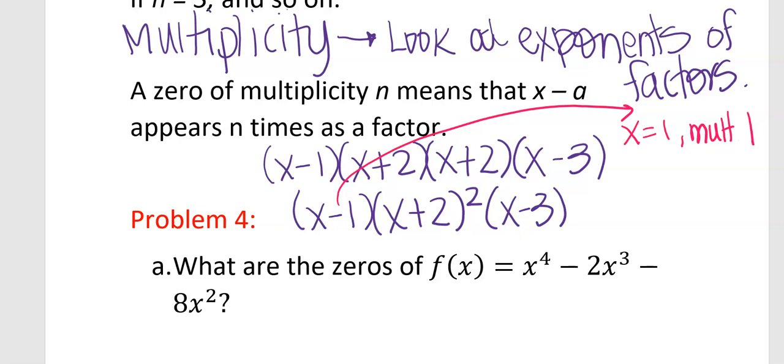If you solve this one, what do you get? X plus 2 equals 0. X would be negative 2. So x equals negative 2 has how many factors? 2. So this one would be multiplicity 2.